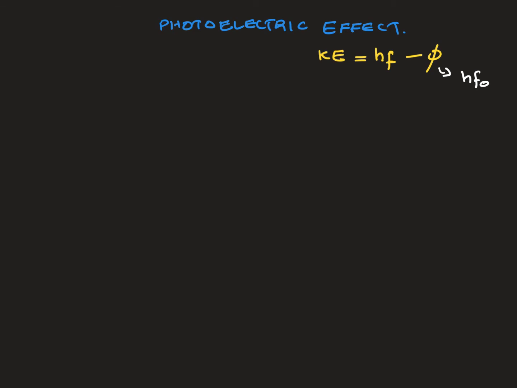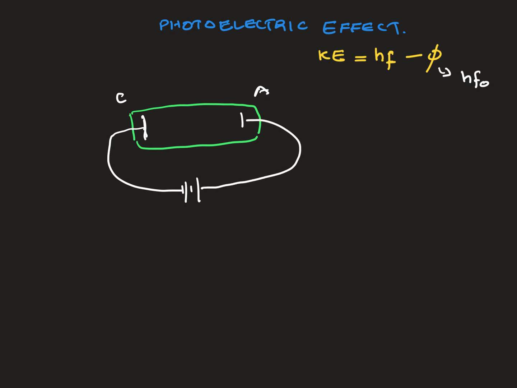What we use is a discharge tube. Obviously, the discharge tube will have two electrodes, a cathode and an anode, and it's connected to a battery to apply a voltage. Here, this is the cathode and this is the anode. We are also going to have an ammeter in the middle here.